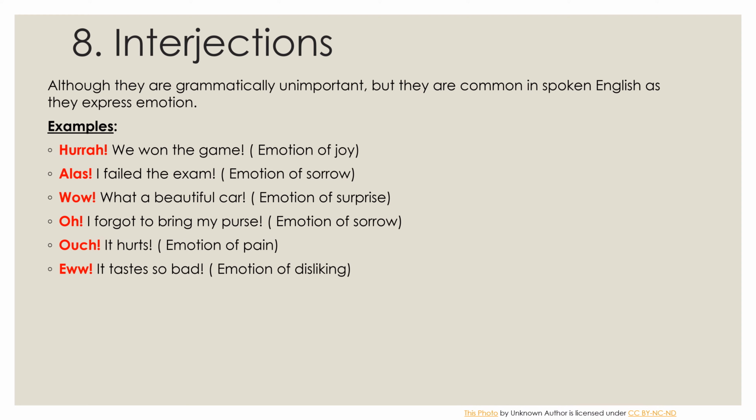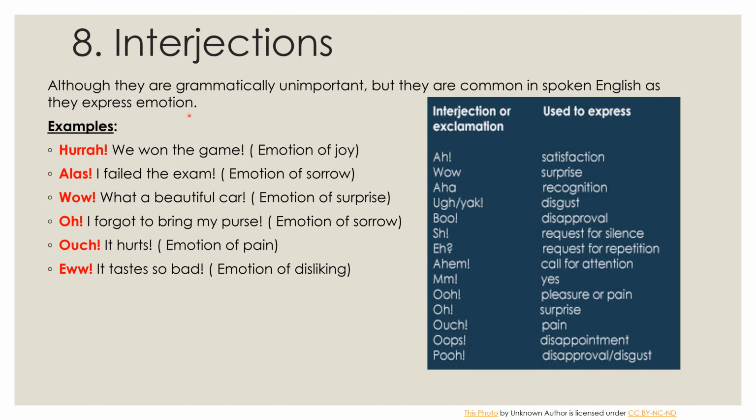Lastly, interjections are taken as grammatically unimportant because they are mostly used in spoken English and they actually express emotions. We call them interjections. Look at: Hurrah! We won the match! It's an emotion of joy. Look at the punctuation. After hurrah, there is an exclamation mark placed, and after the sentence there is not a full stop, there is again an exclamation mark. Alas is an emotion of sorrow. Wow, an emotion of surprise.